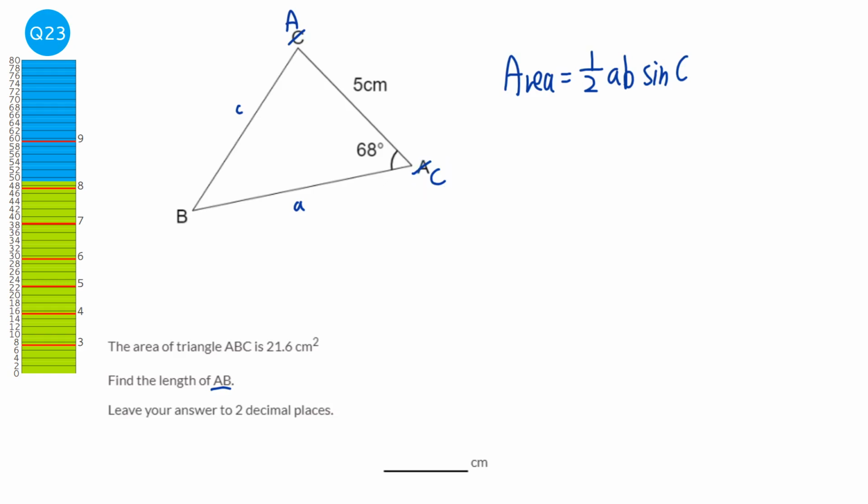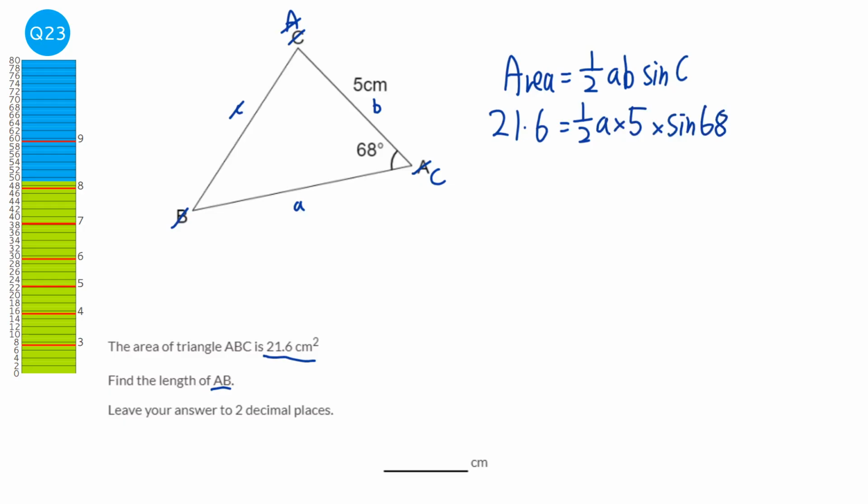And so we're looking for little a. We're not interested in little c or big B or big A. We're focused on little b, little a, and big C. The area is given to us in the question as 21.6, and we're looking for a, but b is 5 and C is 68.